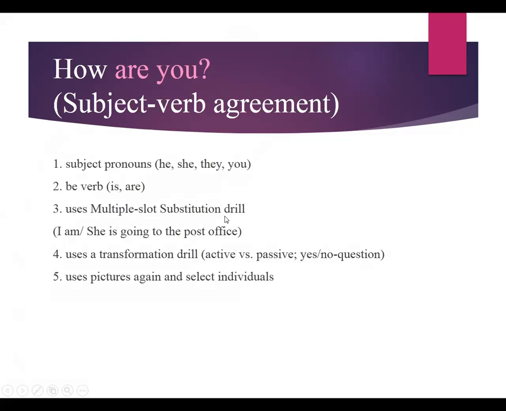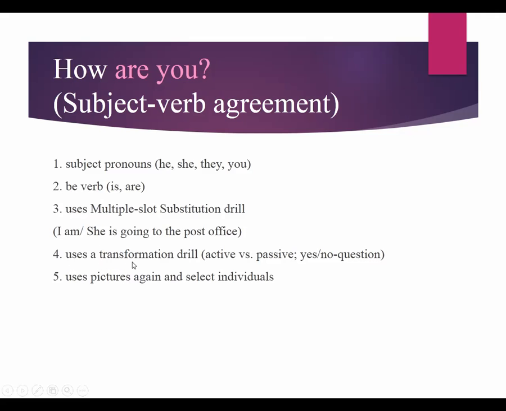It uses multiple slot substitution drills, where post office is changed with some other words, right? So this is how the language is taught. Okay, pronouns are changed. You becomes how is he, how is she, how are they. I is changed too. She is going to the post office. Instead of saying I'm going to the post office, you can say she is going to the post office, he is going to the post office, they are going to the post office. This is how grammar is introduced to the students who are learning through ALM.